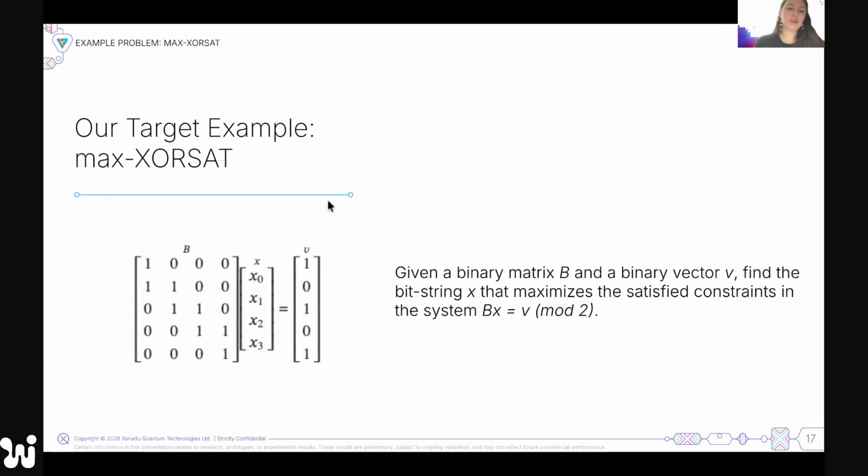The example that we're going to look at today is called max XOR SAT. The main thing is we have a linear problem, right? We need to find the x's that maximize the number of constraints being satisfied. So for example, in the first one, I have x0 times 1 and 0 times x1, 0 times x2, and 0 times x3. So I only have x0, and my constraint says that it has to be equal to 1. So x0 equals 1. That's the first constraint. And for the second row, we do the same, right? So x0 plus x1 equals 0, and so on. So I have a number of constraints. I want to satisfy most of them as much as I can.